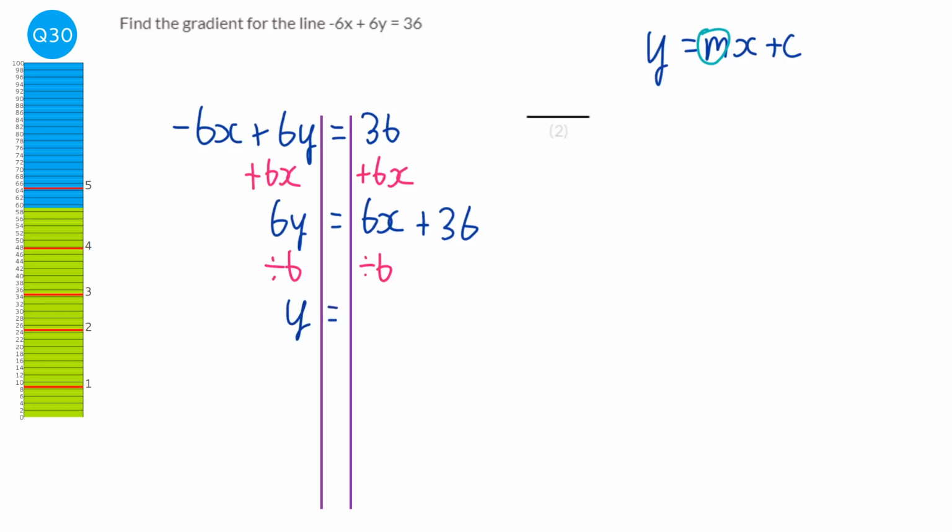So we've got y equals 1x plus 36. Now we shouldn't really write 1, but because we're looking for m, the number before x, I've left it in there to show that the gradient will be 1.